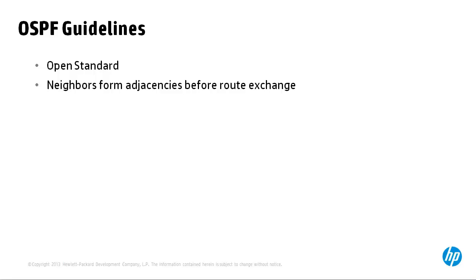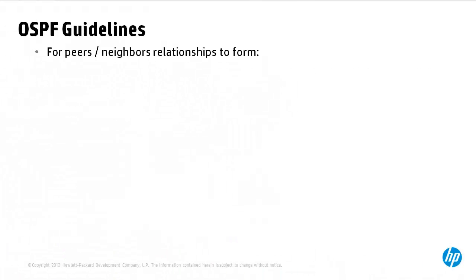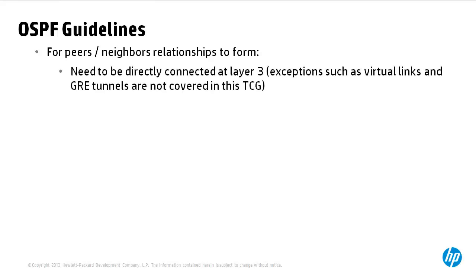OSPF hellos and neighbor establishment use the link local multicast 224.0.0.5. For peer or neighbor relationships to form, 2 routers have to be directly connected at layer 3, as they are using a link local multicast. Now, as always, there are exceptions to the rule. So exceptions such as virtual links and GRE tunnels are not covered in this TCG. In this TCG, we're assuming that 2 routers or 2 layer 3 switches are either directly connected or are connected via a layer 2 device, thus having direct connectivity at layer 3.